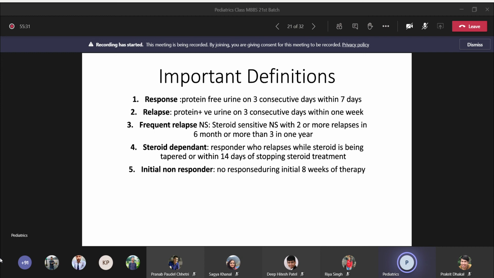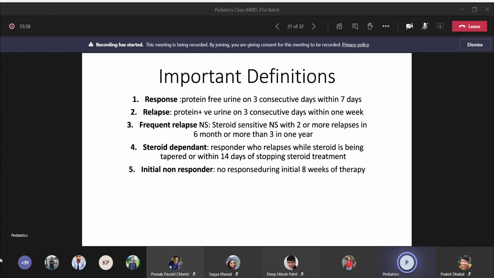So when you come to the ward, if you get any child with nephrotic syndrome, you have to take the weight, you have to take the abdominal girth, you have to take the body surface area, and then you have to see the response to the corticosteroids. Now let us come to the relapse.